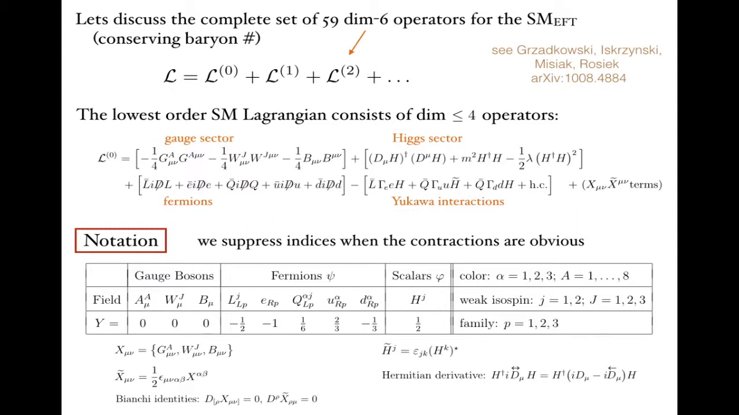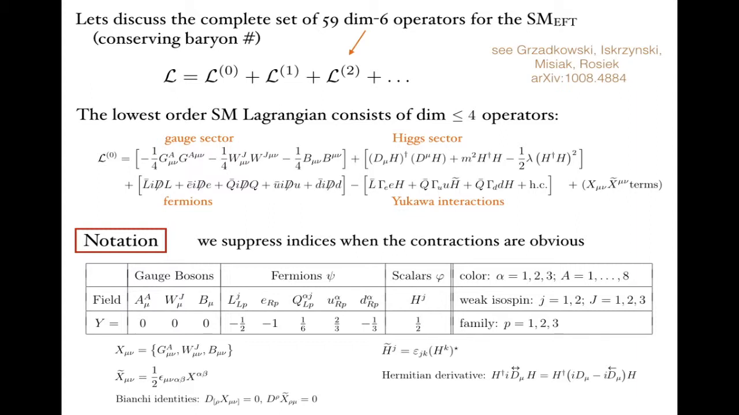And then there's also theta terms that involve contractions of the field strength and its dual field strength, where the dual is defined as an epsilon tensor contracted into the field strength. And I'm also going to not talk about those terms here, though we will include this dual field strength when we talk about the dimension 6 operators.